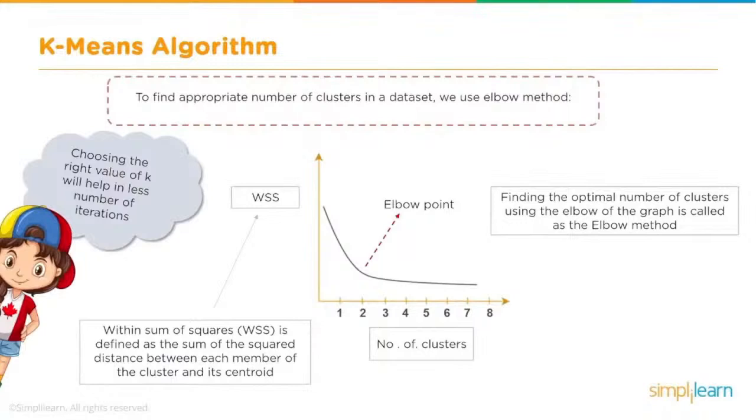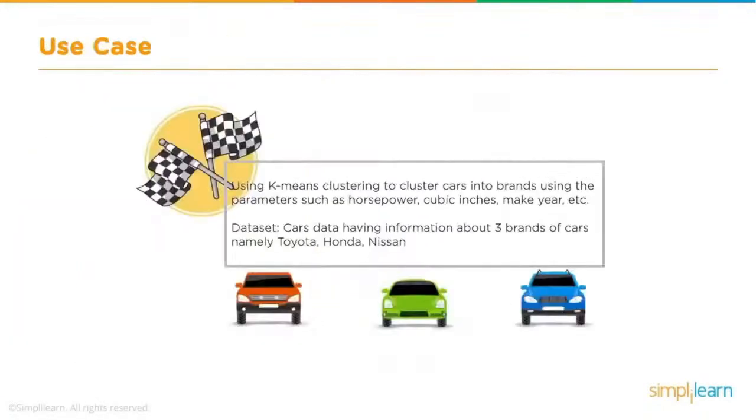So let's take this, and we're going to use a use case using k-means clustering to cluster cars into brands using parameters such as horsepower, cubic inches, make, year, etc. So we're going to use the dataset cars data, having information about 3 brands of cars: Toyota, Honda, and Nissan.